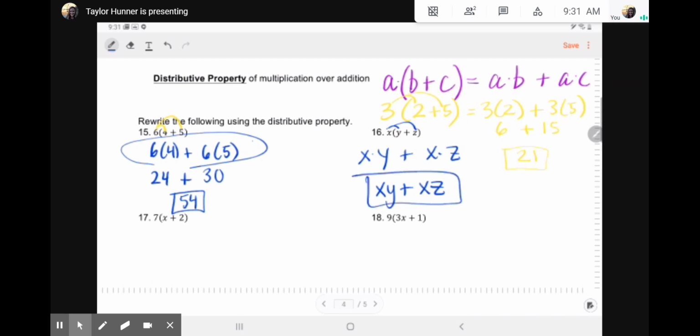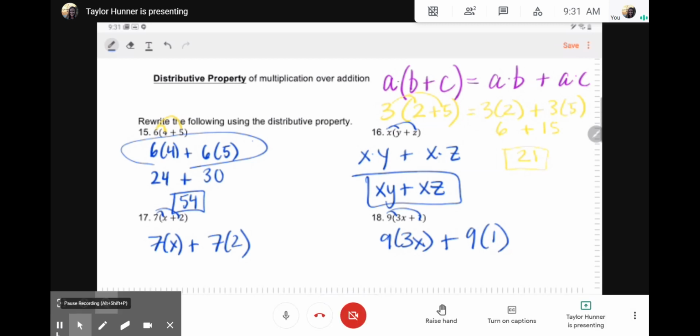For number 17, 7 groups of x plus 2, so I have 7 times x plus 7 times 2. Again, if it said simplify, you could simplify that 7 times 2 further, but we don't need to do this today. 9 times 3x plus 9 times 1. Right? So that is the distributive property there. And it helps us so that we don't always have to model this.